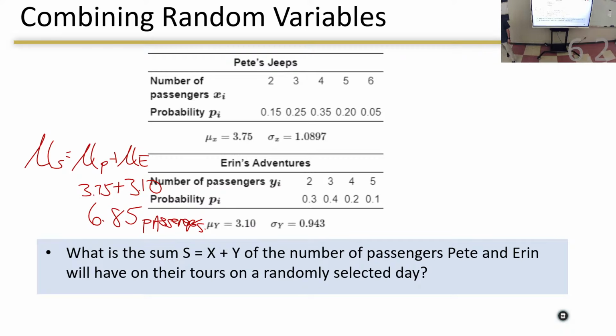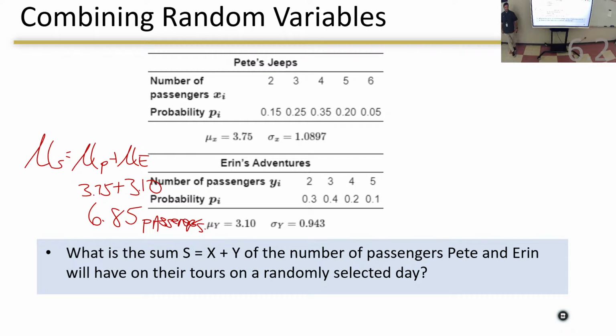On our paper, it says what's the total number of passengers they will have on a randomly selected day? Would that be the same thing? Yep. The total. Good enough? On the average, the total number of passengers that they will take on a trip is 6.85 passengers. He normally gets 3.75. She normally gets 3.10. They normally get 6.85 together.